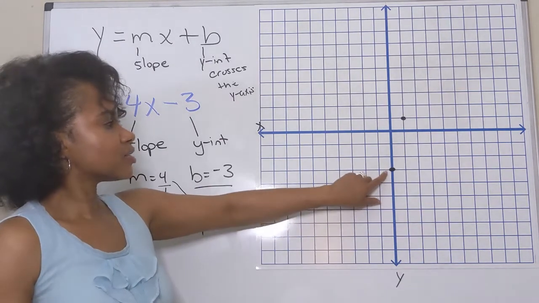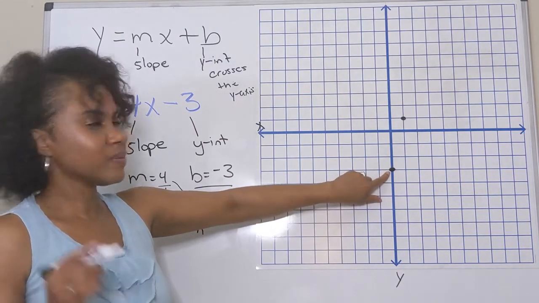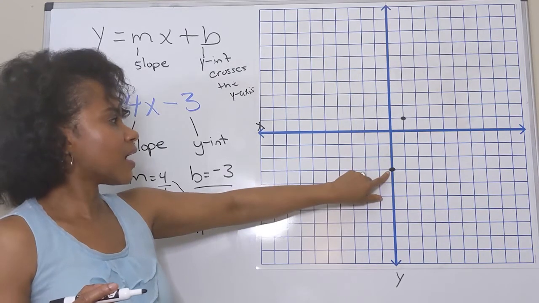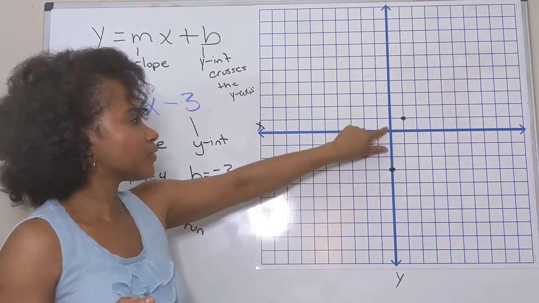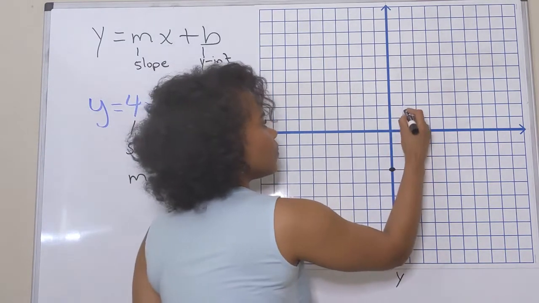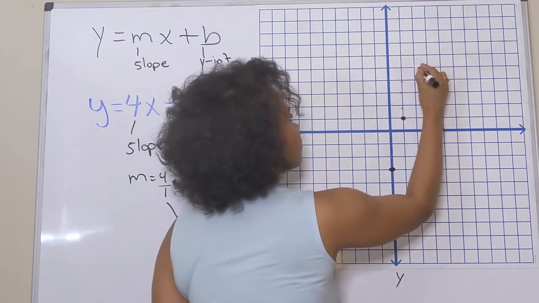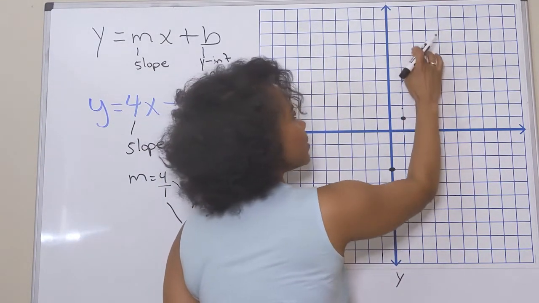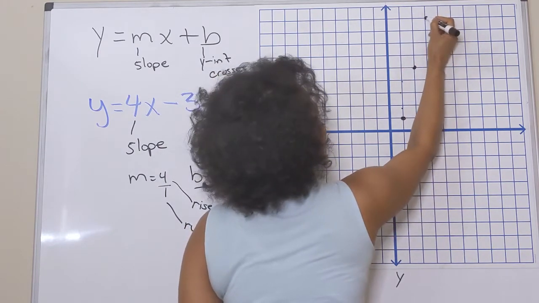All right, so starting at the point -3, which is my y-intercept, I count up 1, 2, 3, 4, and then over 1. I'm going to do it again. Up 1, 2, 3, 4, over 1. I'm going to keep going. 1, 2, 3, 4, over 1.